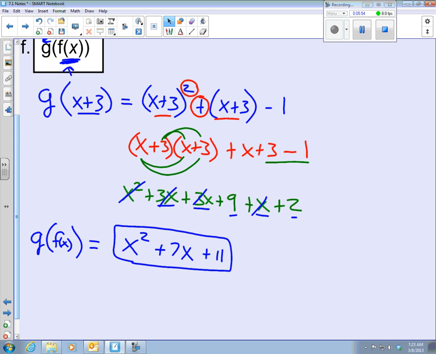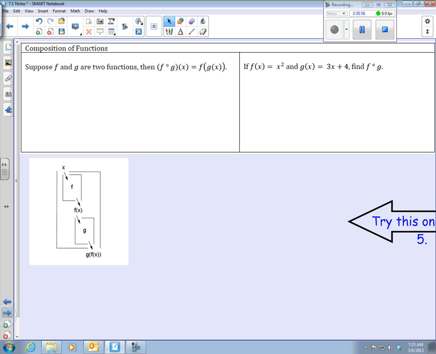Let's look at the next one. Oh yeah, here we go. Here's some new notation. It says composition of functions right here. That's where you plug in one function into another. Suppose f and g are two functions, then this. Now it looks like a multiplication symbol, and that's what I used to think when I was a junior. I would just multiply the f of x function and the g of x function. But when it's a circle like this, it's saying once again, it's just a different way of writing f of g of x.